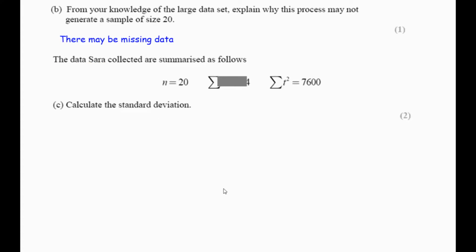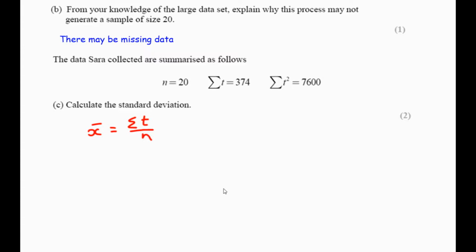Okay, so next we're told that the data Sarah collected are summarized as follows: n equals 20, the sum of t equals 374, and the sum of t squared equals 7,600. Calculate the standard deviation. All right, great. We've been given some summary statistics, which is going to make our life a little bit easier. We're going to go ahead and find that standard deviation. There are 3 things that I need to find ahead of that. We're going to need to find x bar, which is going to be the sum of t divided by n.